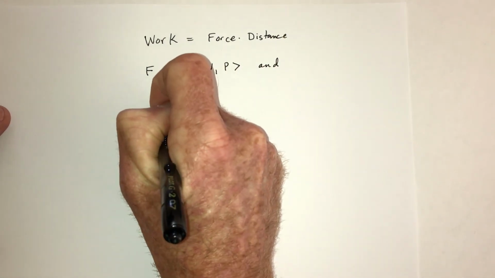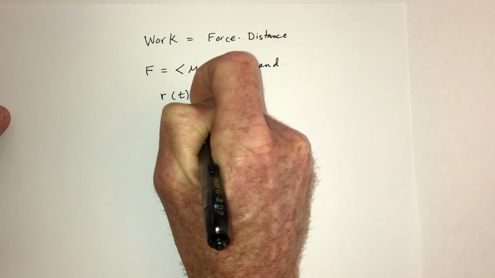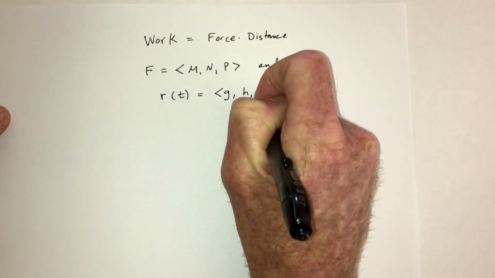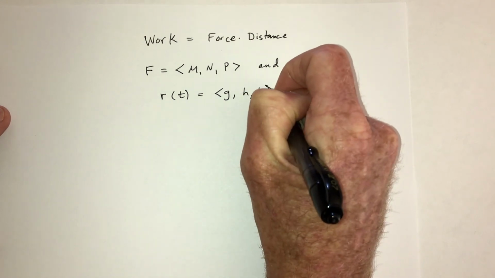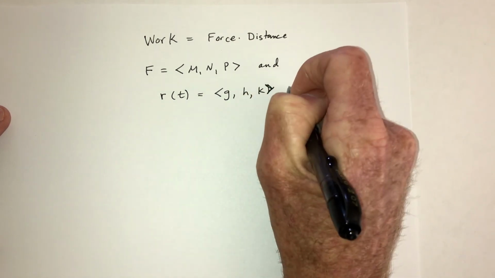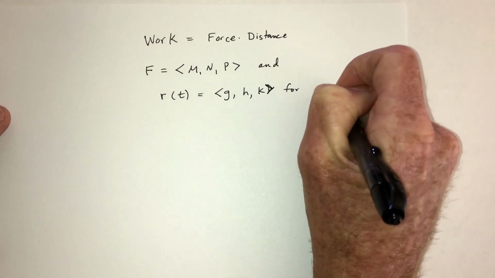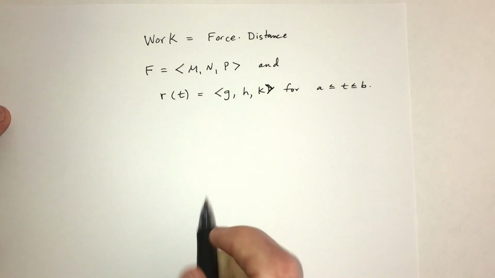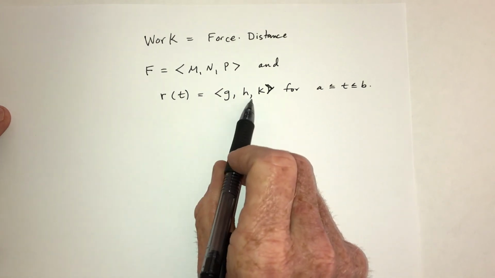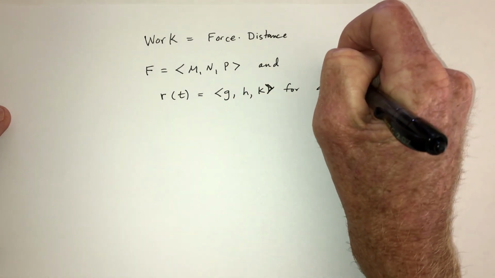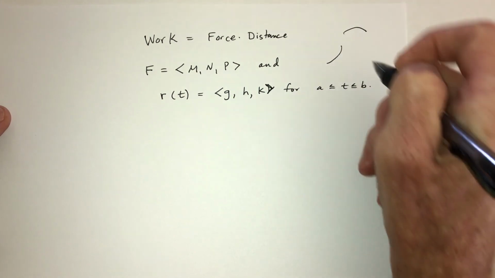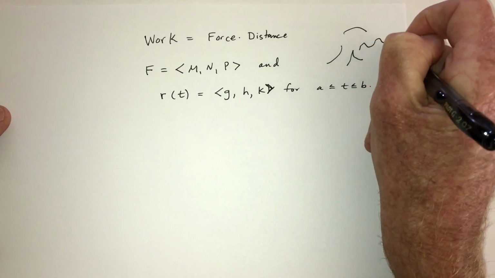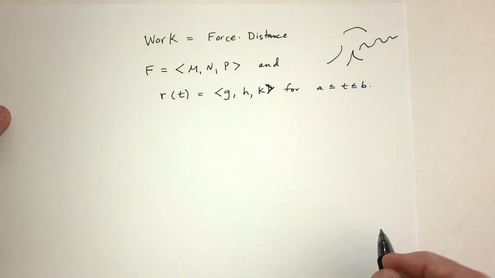And then suppose that r of t is going to give you the path that it goes along, and that's for t going from a to b. And one other thing is this is supposed to be a smooth curve, so it can't have any holes in it, it can't have sharp points like this. It's just, which most curves are that we're dealing with, a nice smooth curve.